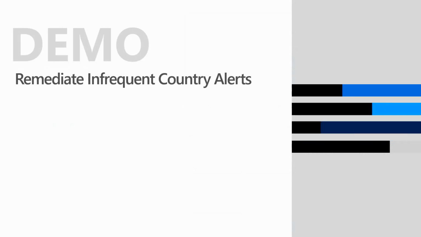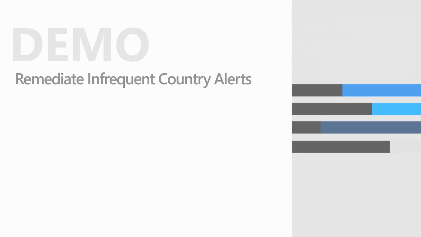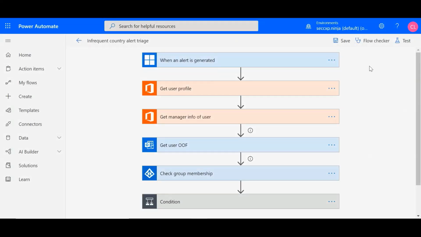So now let's get into a demo. All right, so let's take a look at the flow we've created for this alert. We can see that an alert was generated within MCAS. We're going to grab a couple more details here, such as the user profile, so their name, phone number, country, department, and other details. We're also going to capture the manager information for that user in case we want to contact them for this compromise.